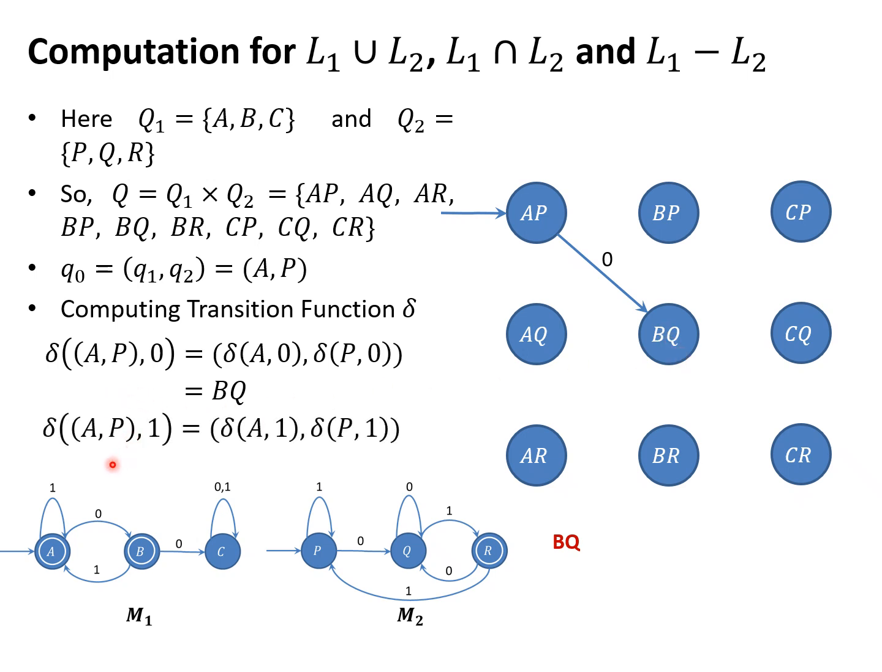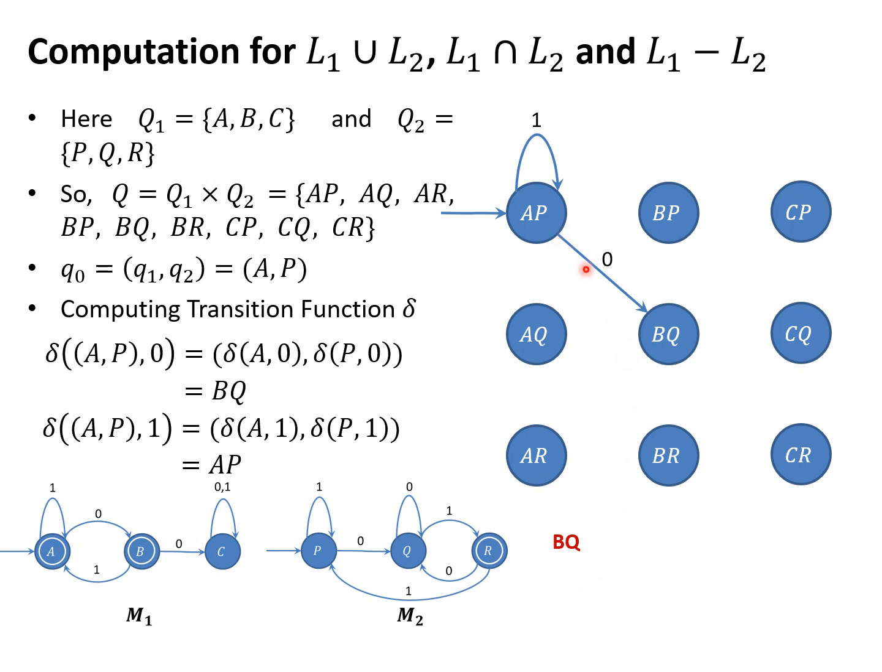Similarly on 1, delta of AP on 1, you split it like this: delta of A comma 1 and delta of P comma 1. A comma 1 will go to B, and P comma 1 will go to P itself. So we will get AP. We didn't get any new state here. AP on 1 goes to AP itself.